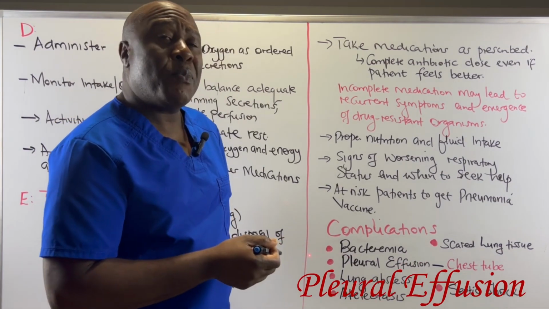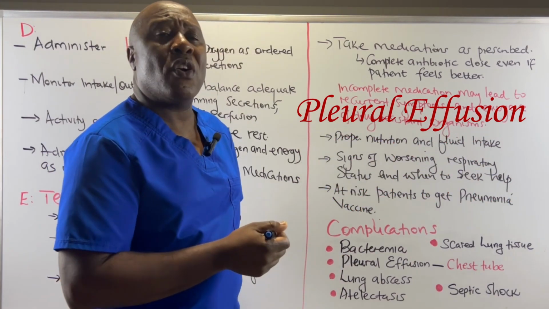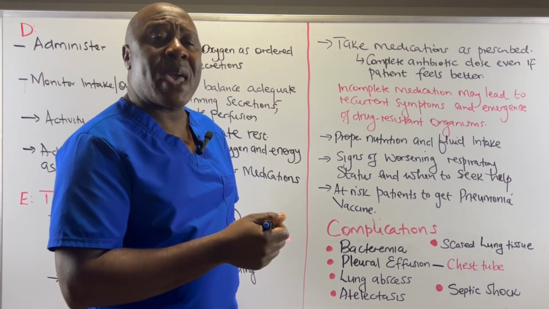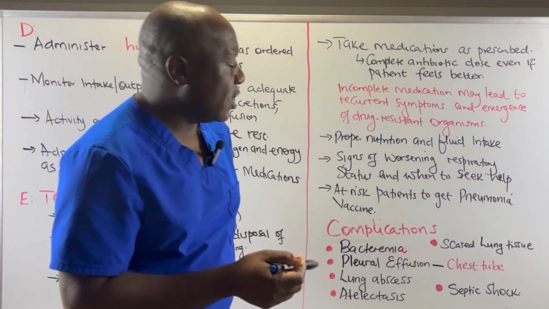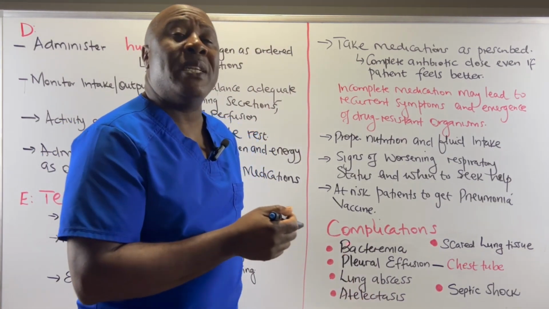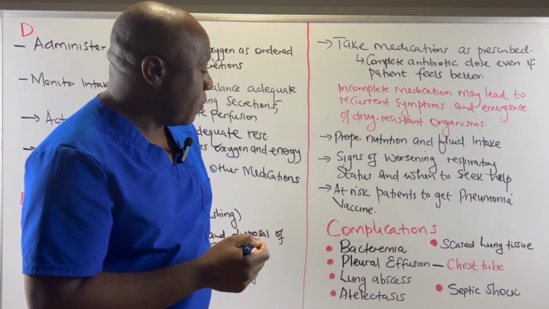Then we might also have pleural effusion, whereby fluid collects in the pleural cavity around the lung. This is not very good because it impairs the expansion of this particular lung. And in that case, you require a chest tube. A chest tube will have to be inserted to help drain this particular fluid out of the pleural cavity.